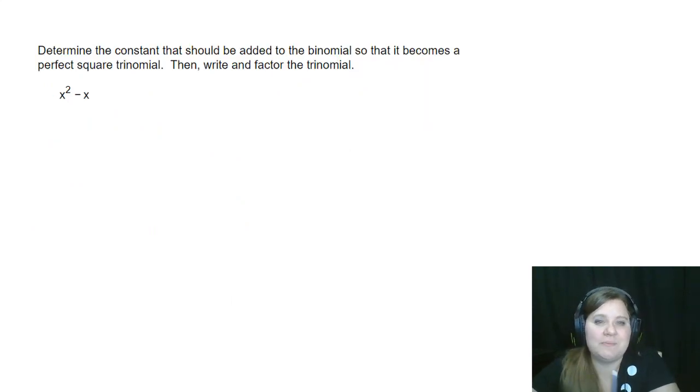Determine the constant that should be added to the binomial so that it becomes a perfect square trinomial, and then write and factor the trinomial. So in other words, I want you to try completing the square. Notice you're not solving, you are literally just figuring out what to add to it and then figuring out how it factors. Try it.